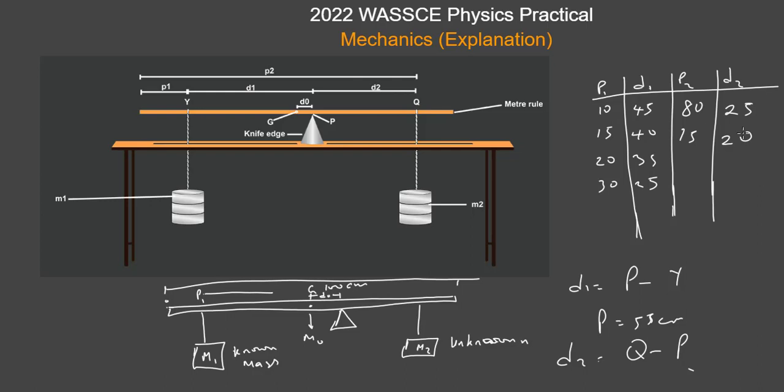Now the issue here is, how is this data going to help us determine our objective of figuring out the mass? In this case, we have two unknown masses. We don't know the m naught, which is the mass of the meter rule, and we don't know this m2, which is the mass on the right hand side. So let's talk about the relationship between all of these masses and how this experiment could help you figure that out.